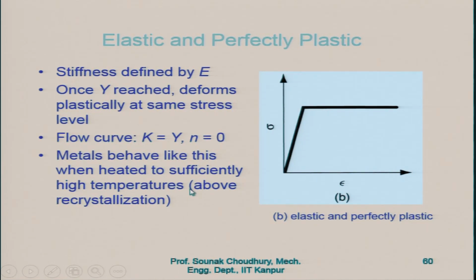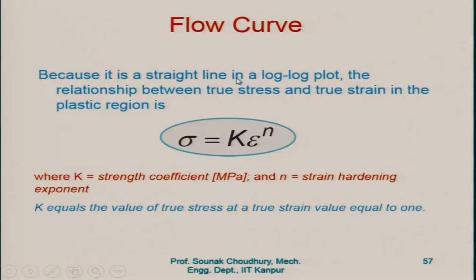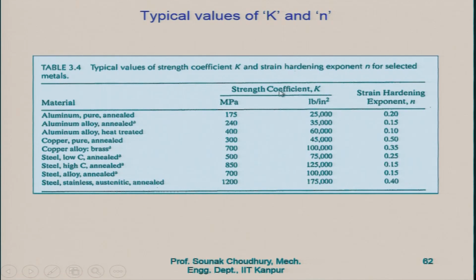When the material is heated above the temperature of recrystallization, or we can have the elastic and the strain hardening, which is the case of most of the ductile materials when they are cold worked without heating the material. Typical values of K and N: K is the strength constant or the strength coefficient, N is the strain hardening. These are the values you can see.